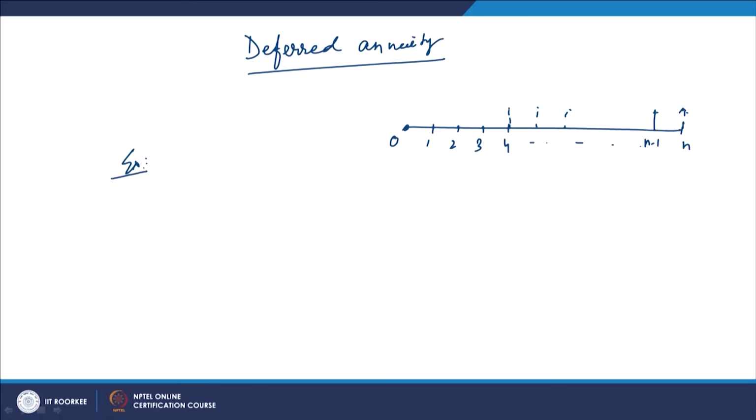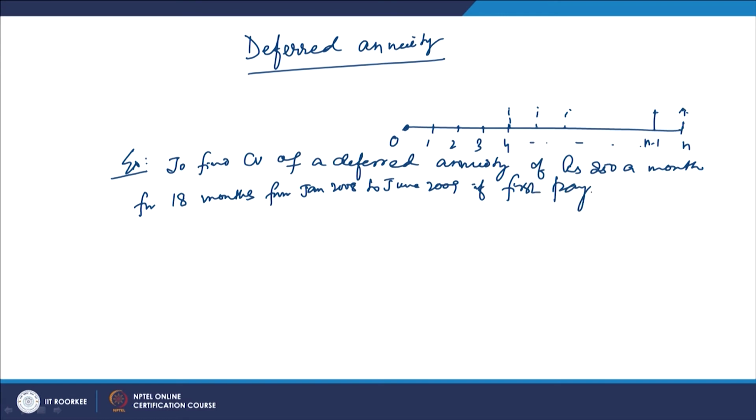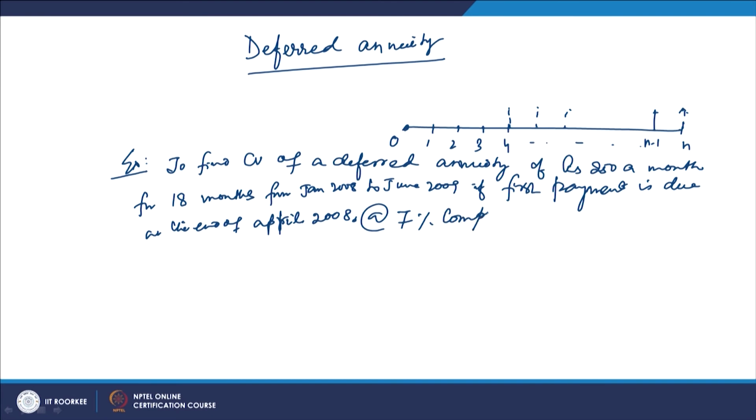An example is to find the current value of a deferred annuity of rupees 250 a month for 18 months, from January 2008 to June 2009, if the first payment is due at the end of April 2008, and the interest rate is 7% compounded monthly.